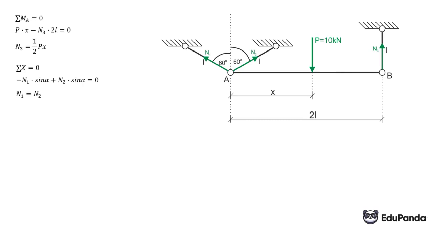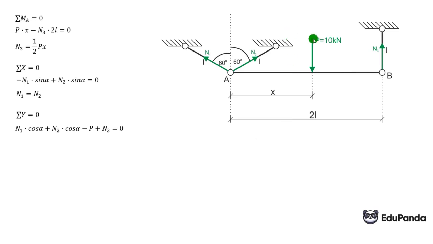The sum of projections on the y-axis equals 0. Now N1 is with cosine and N2 is with cosine. Both are acting in the direction we have adopted for the coordinate system, with y up and x to the right, which is standard. So N1 cosine plus N2 cosine minus P equals 0.